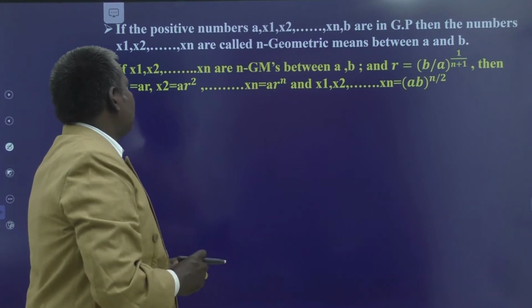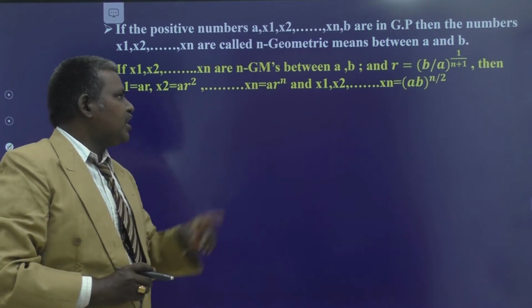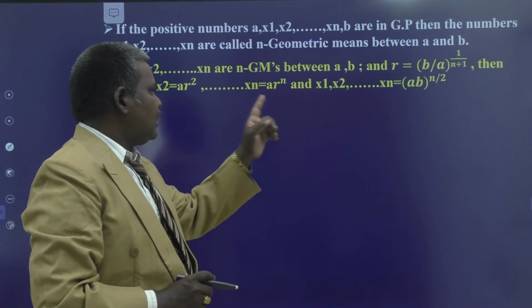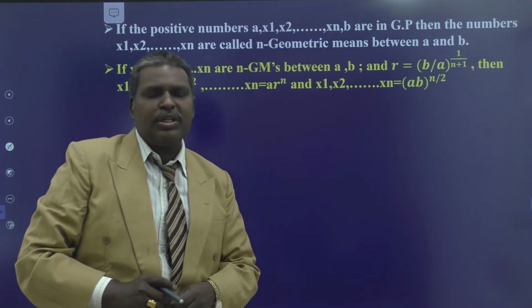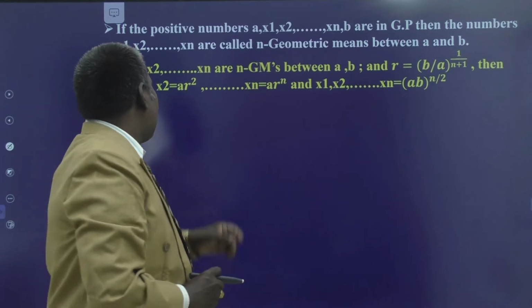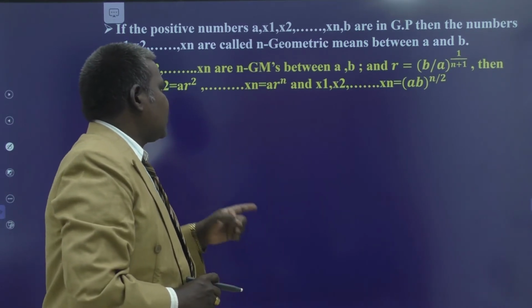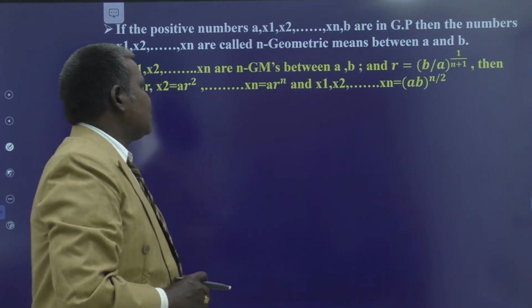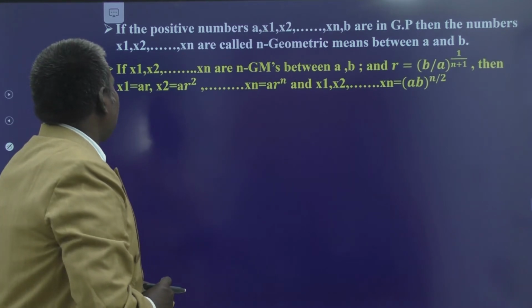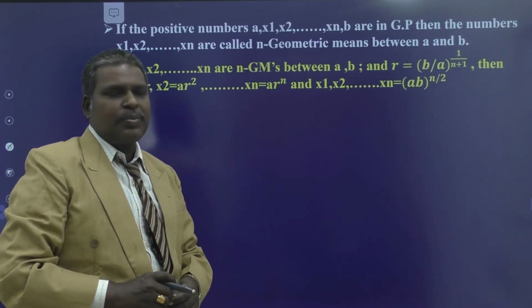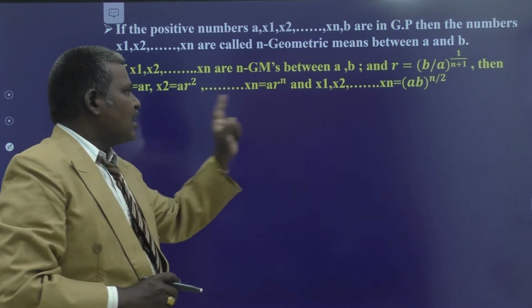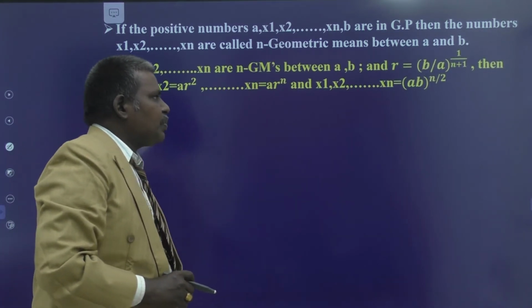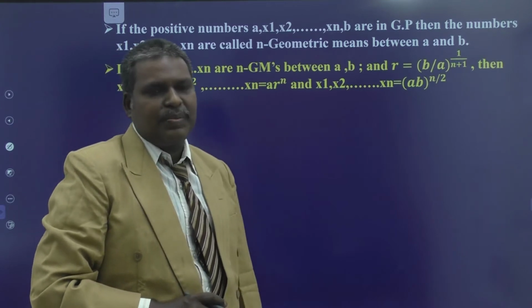If x1, x2 and so on up to xn are n geometric means between a and b, then the common ratio of the geometric progression is (b by a) whole to the power of 1 by n plus 1, and the product x1 x2 x3 and so on up to xn is equal to (ab) whole to the power of n by 2. So for the geometric progression, you are going to prove that the common ratio is (b by a) whole to the power of 1 by n plus 1.